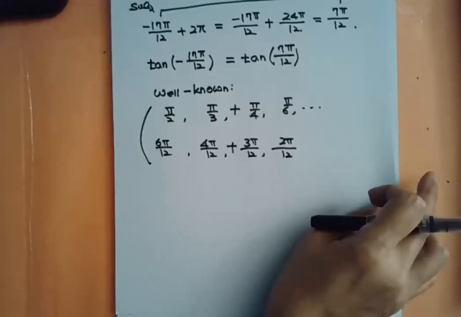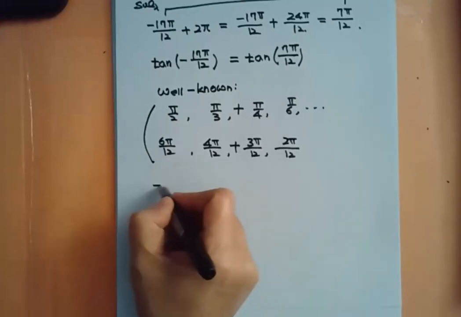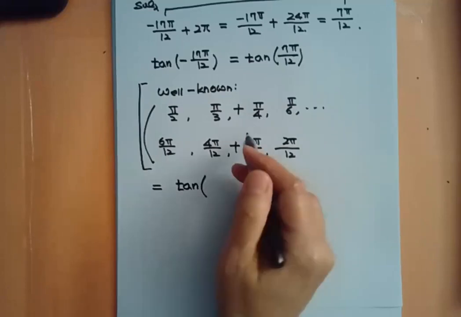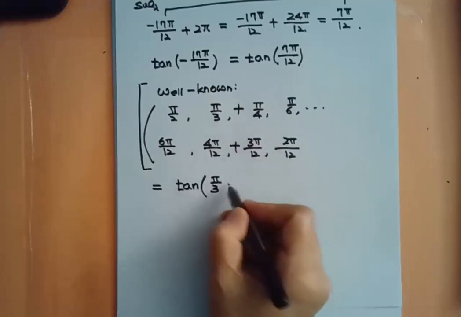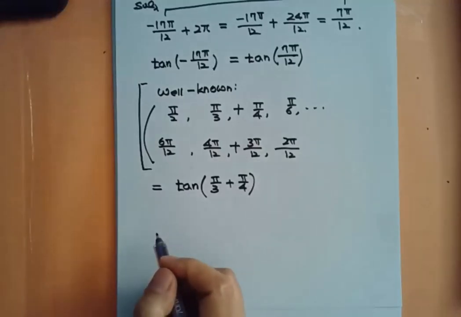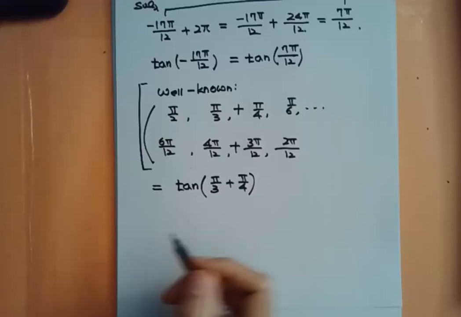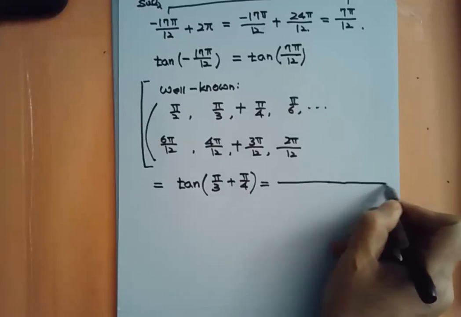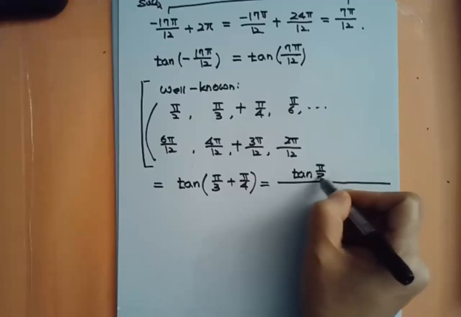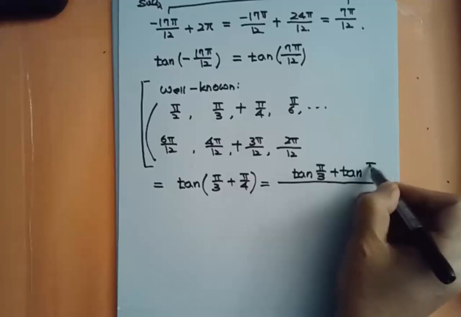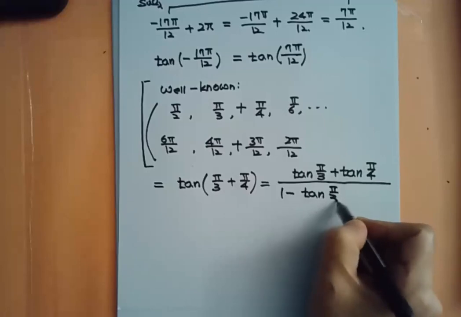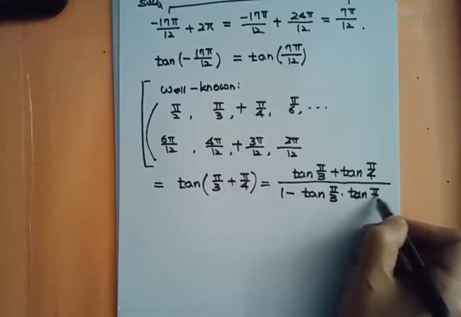So this one is tangent of pi over 3 plus pi over 4. So we use the tangent formula, and then that will be tangent of pi over 3 plus tangent of pi over 4 over 1 minus tangent of pi over 3 times tangent of pi over 4.